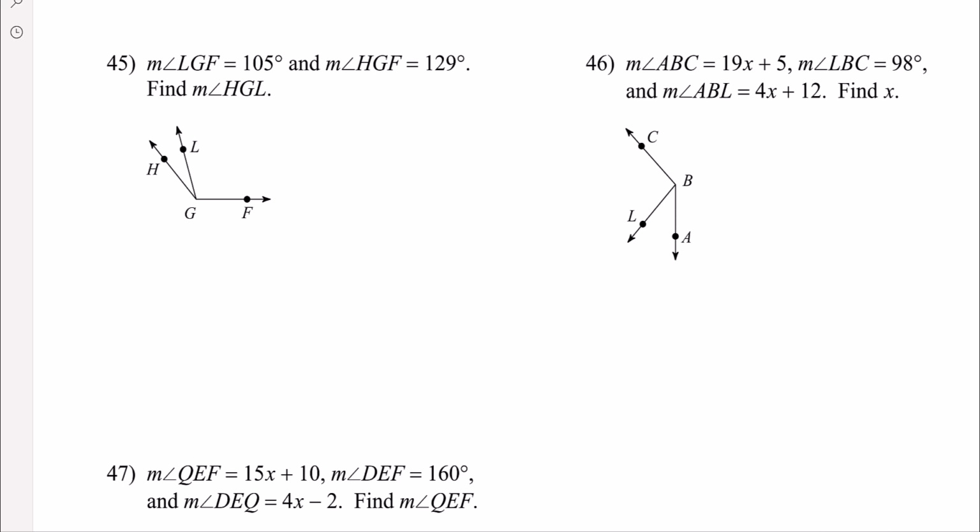Okay, now you're going to use the information given to find missing information. So first thing you want to acknowledge is, what angle are we trying to find? We're trying to find angle HGL. All right, so we need to find this small angle. Well, I think what that means is the large angle subtract the medium angle will equal the measure of the small angle.